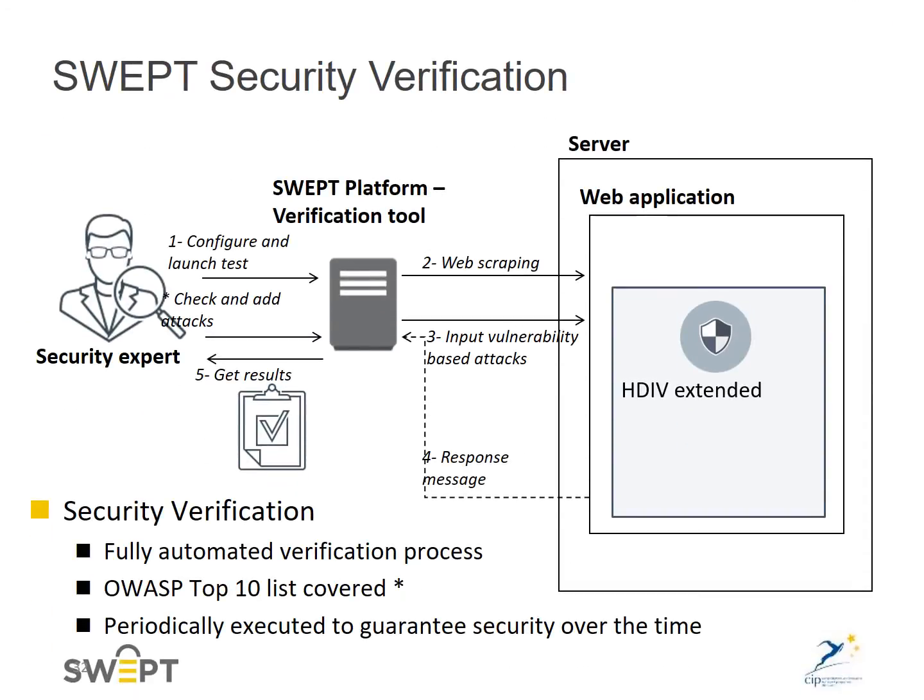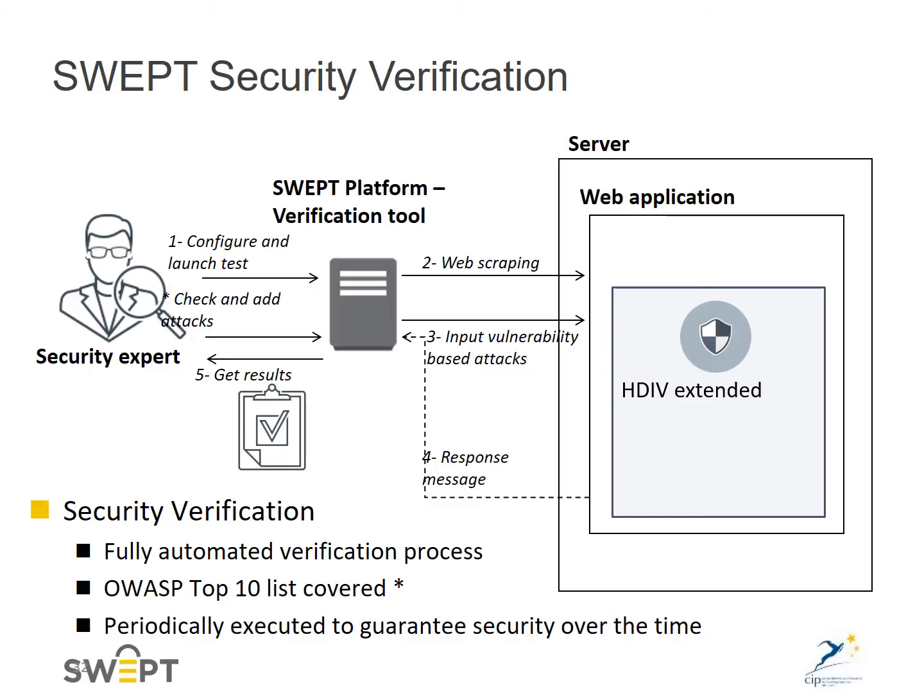Let's explain the verification process in a bit more detail. The SWEP platform offers a way to automatically assess the protection level of a web application in terms of the application level protection. Naturally, this verification service is mostly going to be used by experienced security testers and auditors rather than individual webmasters. These verification tests can be configured and launched through the SWEP portal. Firstly, the verification tool performs a web scraping process in which it identifies the structure of the web application. Once the tool has identified the potentially vulnerable elements, it performs a set of attacks against those elements.